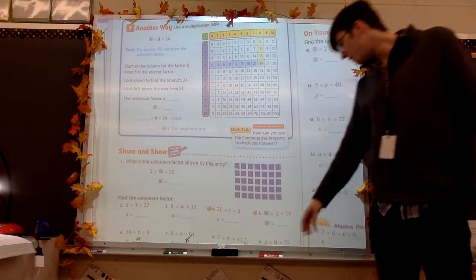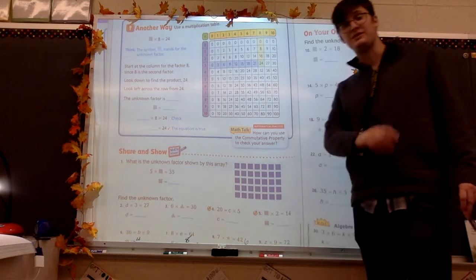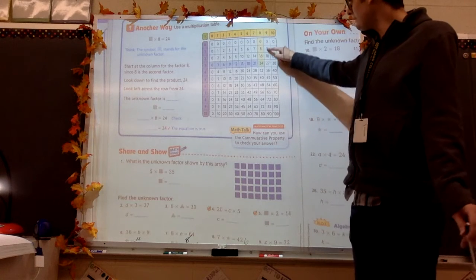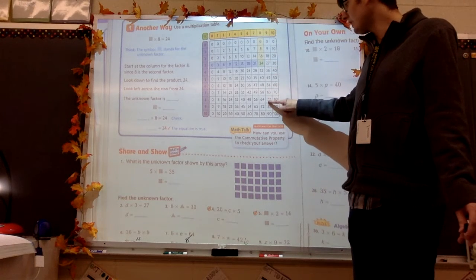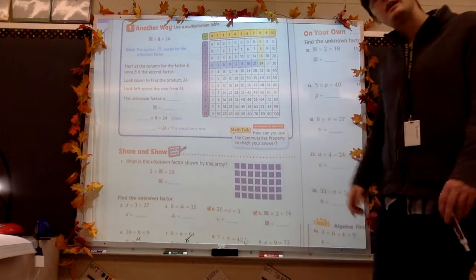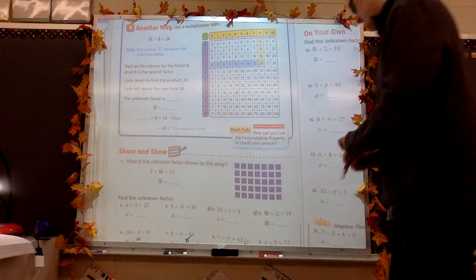And then finally, we have Z times 9 equals 72 for question 9. We find 9. We go down until we find 72. There's 72. Go to the left. Says 8. 8 times 9 is 72.